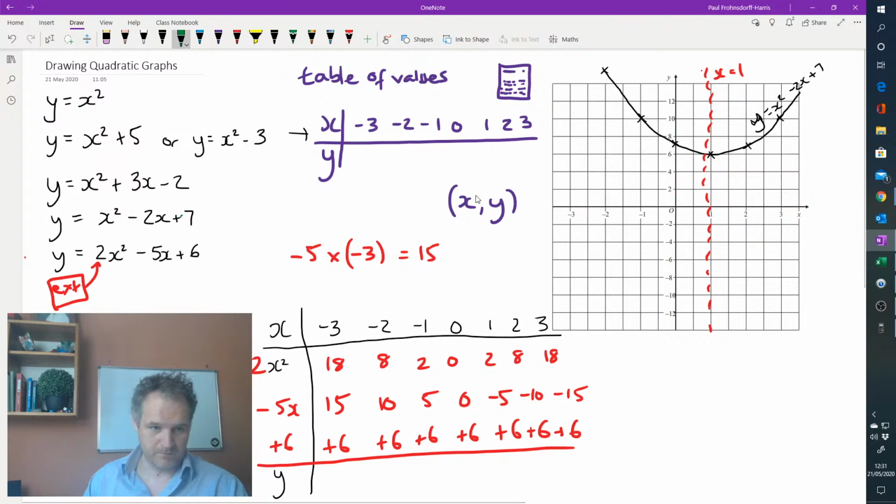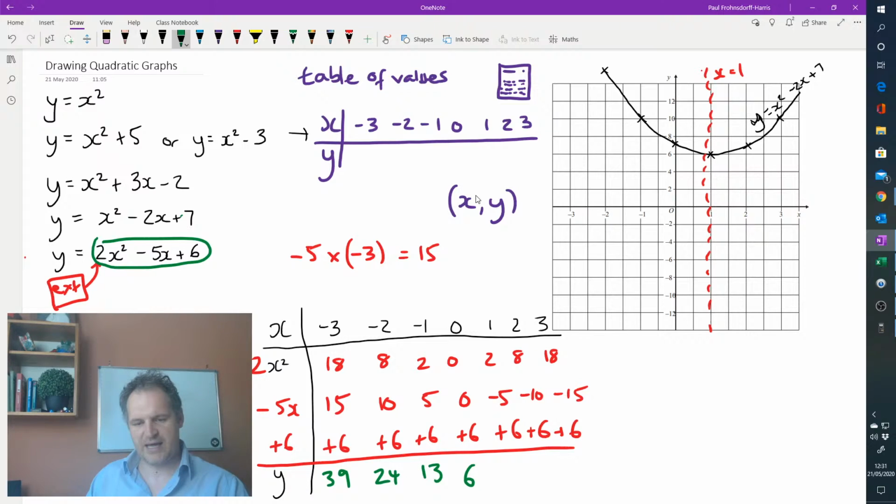Then, in order to do the whole thing, we're going to add those three things together. 18 and 15 is 33, add 6 is 39. 8 and 10 is 18, plus 6 is 24. 2 and 5 is 7, plus 6 is 13. 8 take away 5 is 3. 8 plus 6 is 14, take away 10 is 4. 18 minus 15 is 3, plus 6 is 9.